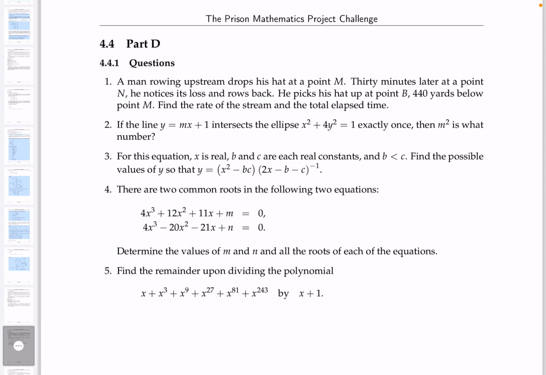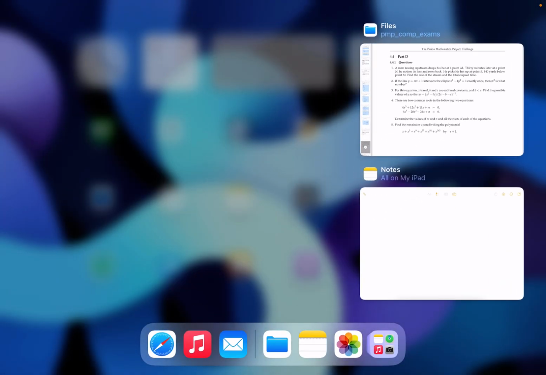Okay, for number one, a man rowing upstream drops his hat at point M. 30 minutes later, at point N, he notices its loss and rows back. He picks his hat up at a point B, 440 yards below point M. Find the rate of the stream and the total elapsed time. All right, let's take a look, and we'll go to the whiteboard.